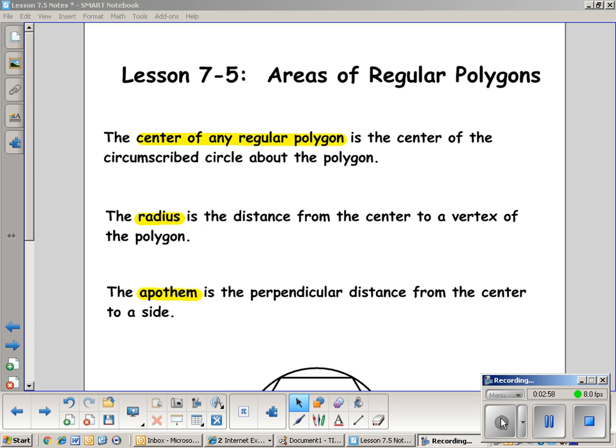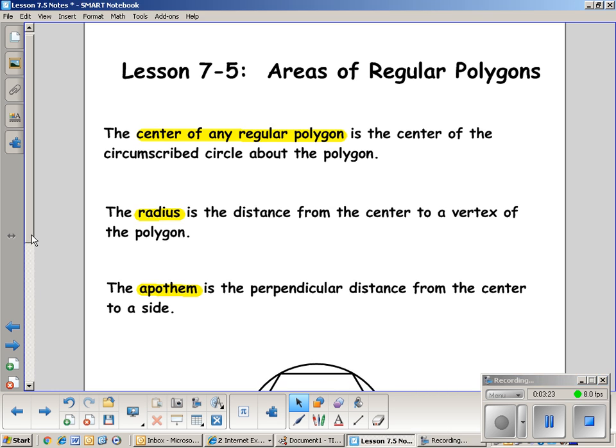Now, you'll probably hear me pronounce this word a couple different ways. Apothem is the way I normally pronounce it. I've also heard it pronounced another way. I honestly don't know which is right. Well, actually, I think we looked it up and they said either is acceptable. Okay. So anyway, that's what these words are.